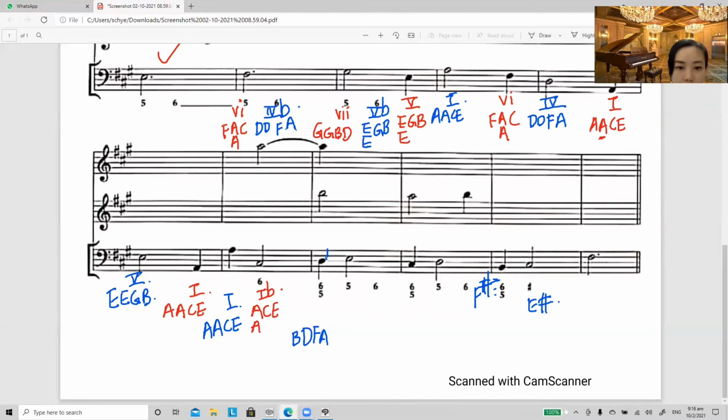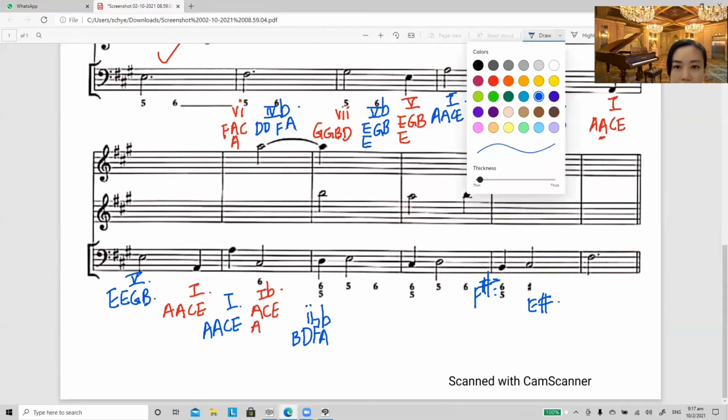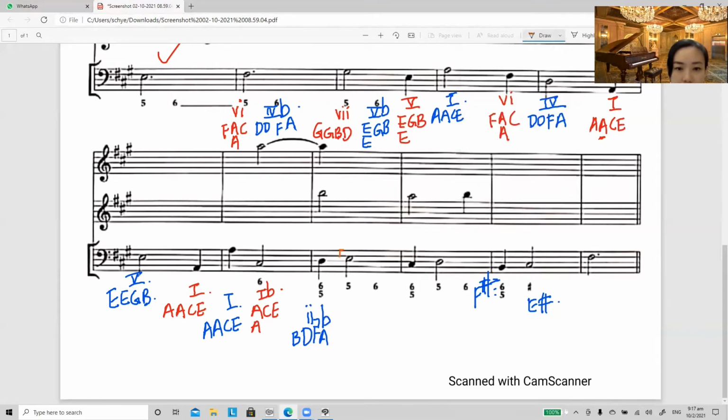So here in A major, B, D, F, A is chord 2 with a 7th note. And because the D is at the bass, so first inversion. Next one, the E is at the bass. And E counts 5 steps to B. So this is an E, G, B chord. In A major, E, G, B is chord 5, root position. So we double the root note.